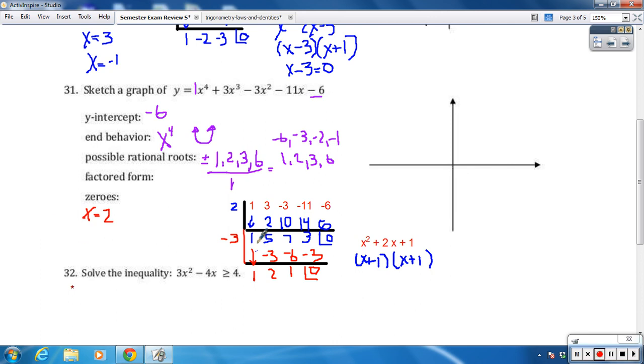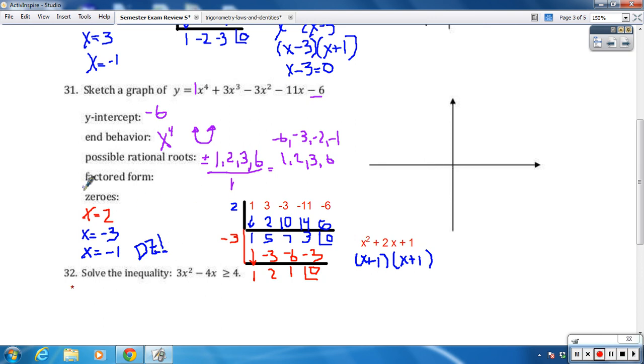Alright, if I solve both of those by setting it equal to 0, I'm going to get x equals negative 1. So let me write the 0, x equals negative 3 from the synthetic division. And then from my factoring I did of my quadratic, I get x equals negative 1. And since it happened twice, I know that that's a double zero. Alright, because special things happen at double zeros.